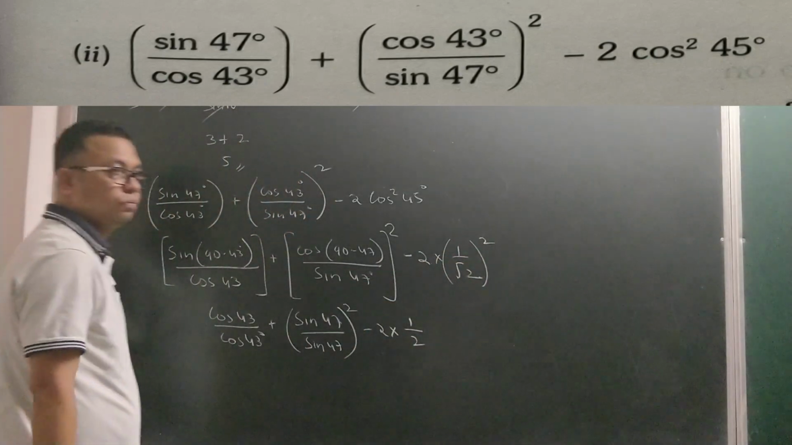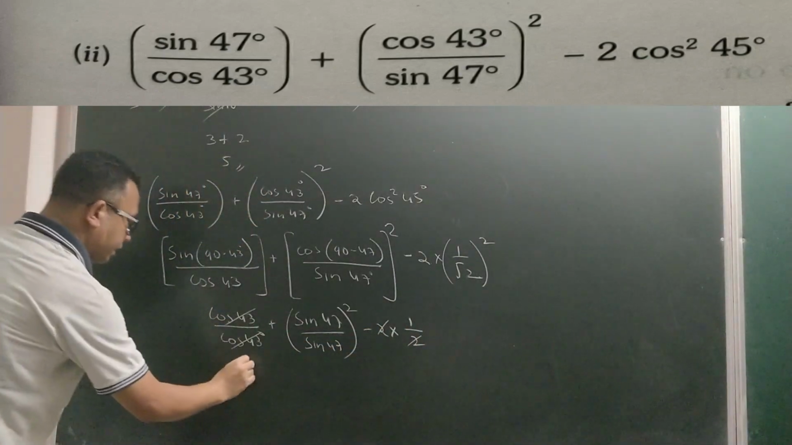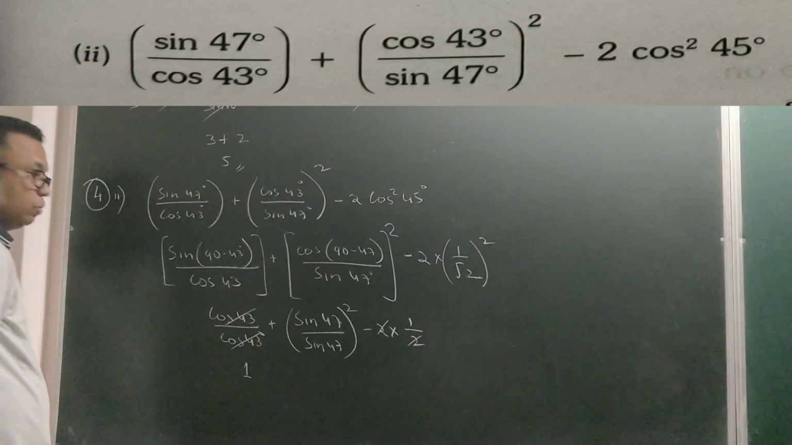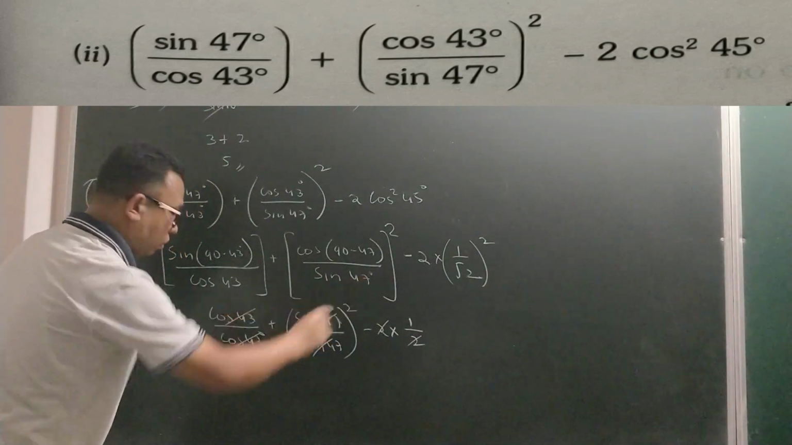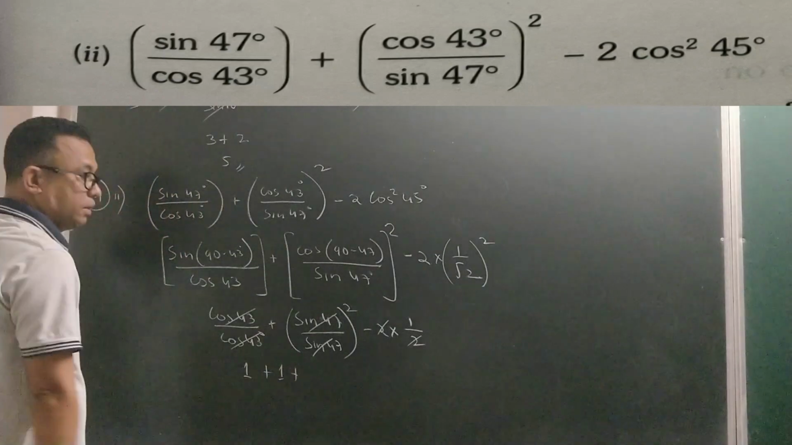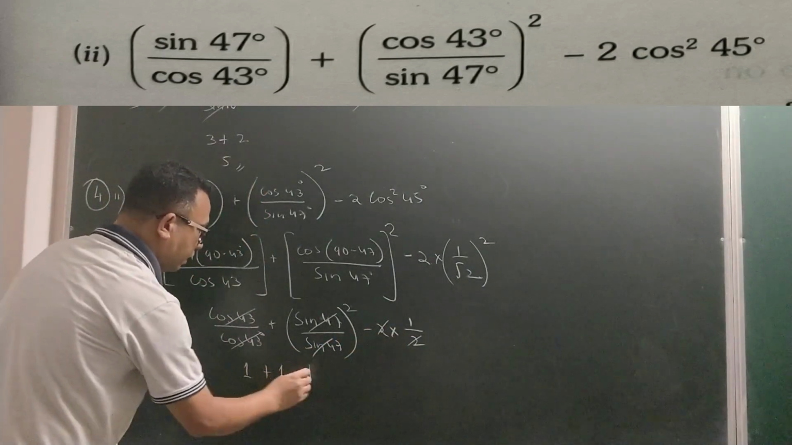So there we go, 2 and 2 cancel, cos 43 and cos 43 cancel, so it is a division cancellation, so it is 1. Here also division cancellation, it is 1, and 1 square is also 1, plus as this is a division cancellation, there also it is 1, sorry, this is not plus, it is minus.